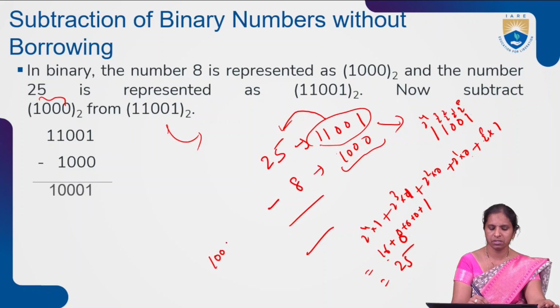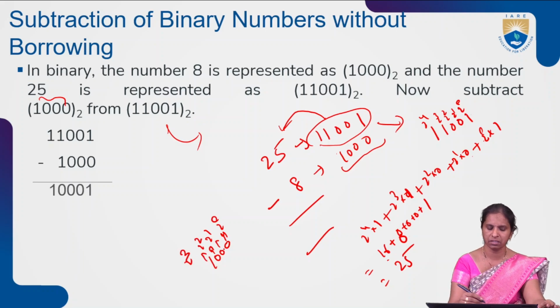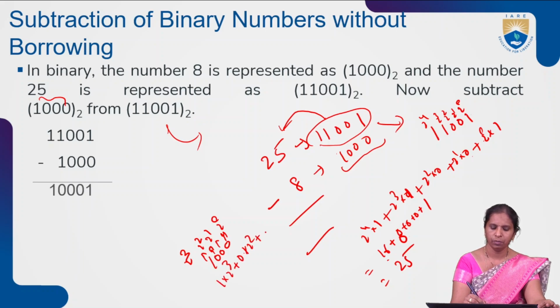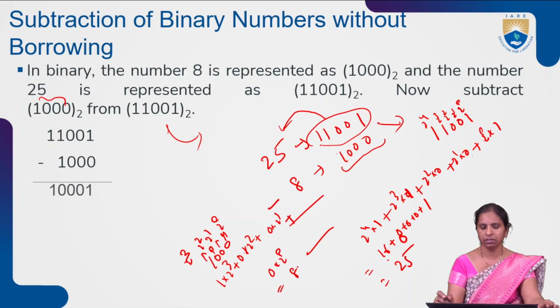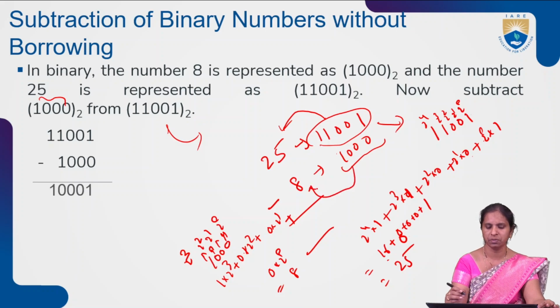Similarly, you can do the 8 also. What is 100? Here the position is 2 power 0, then 2 power 1, 2 square, and here the position is 2 cube, which I already discussed in the previous class. Then how can I write it down here? 1 into 2 cube plus 0 into 2 square plus 0 into 2 power 1 plus 0 into 2 power 0. That equals 8. So like that you can convert the binary number into a decimal number.